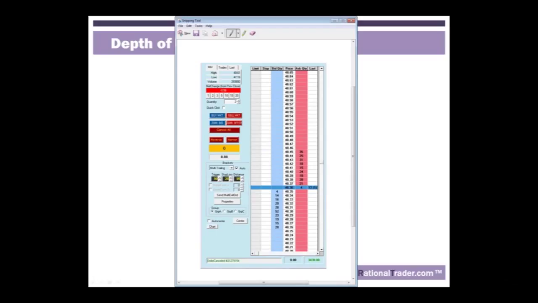It is all the people that are saying, I'm willing to sell. So at 48.45, there's 35 contracts on offer. Ask: the terms ask and offer are used interchangeably. At 48.44, 25 are on offer. These are passive orders that are sitting in the market. They're sitting in the order book.